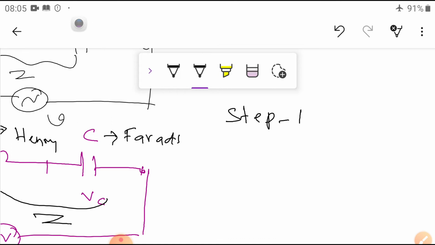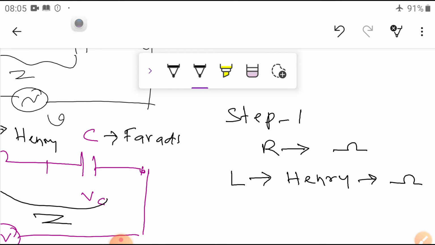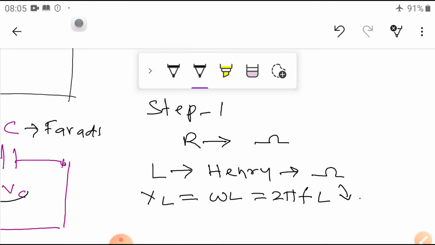Step 1. R is in ohmic value, say 1 ohm. L is given in Henry, so you should convert it into ohms. That is XL. XL is equal to omega L, that is equal to 2πfL. Then it is converted into ohms and is ready for action.